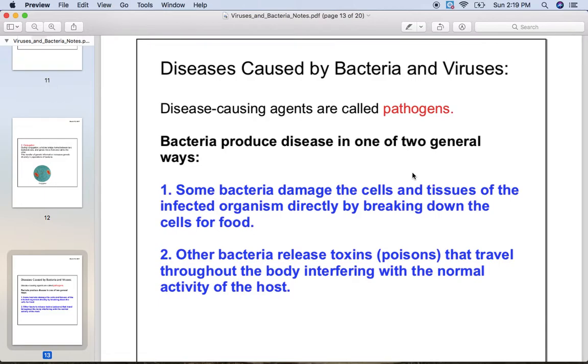Now, of course, we all know, especially right now, that there's a lot of diseases caused by bacteria and viruses. And a lot of times we don't know whether a disease is caused by either a bacteria or virus. So in general, we just call it a pathogen. So anything that causes a disease is called a pathogen. Bacteria are going to produce disease in one of two ways. They either damage the cells of the tissue and break down the cells for food, or they release poisons, and those poisons then travel throughout your body, interfering with the normal activity of whatever host that it happens to be in. So they either destroy cells directly and use those cells for food, or they produce poisons.